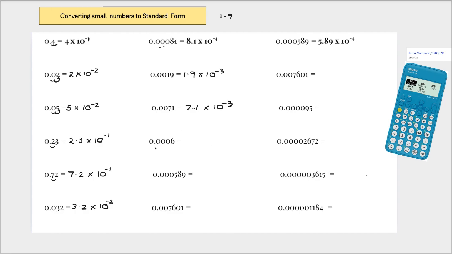Next one. So we know it's going to be 6 on its own because that falls between 1 and 9, times 10 to the power of, we've moved it 1, 2, 3, 4 times. That's going to be negative 4.